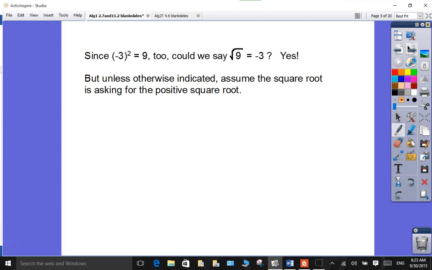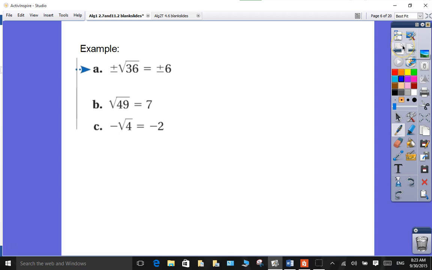But most of the time, if you are given a square root, you're just looking at it on the page, you assume they mean the positive. The positive square root is called the principal square root, and that's the one we're interested in. Now, you might get, this is the example, and maybe this explains it for Bree a little bit.